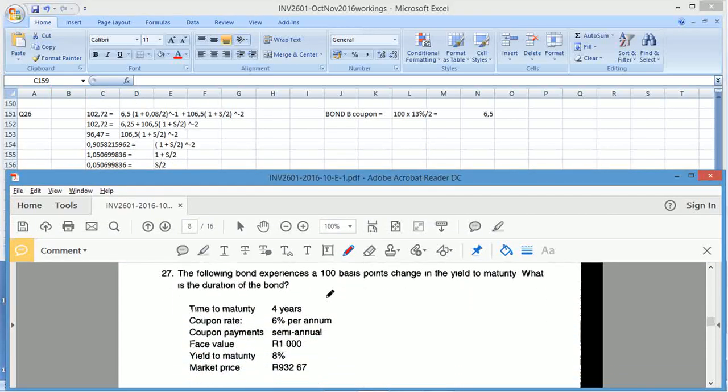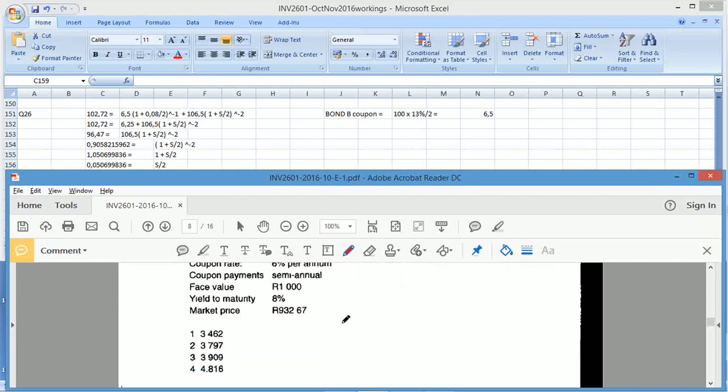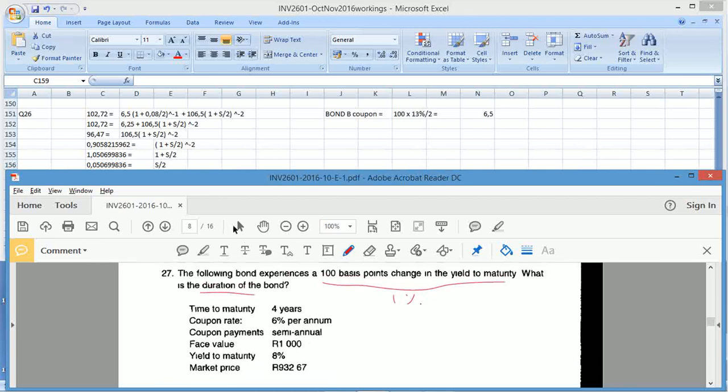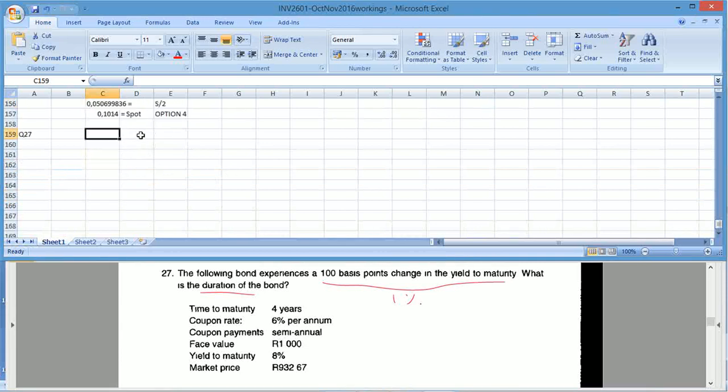Right, question 27. Which of the following bonds experiences a 100 basis point change in the yield to maturity? Okay, so a 100 basis point change is a 1% change in yield. What is the duration of the bond? They want the duration here, so that requires a formula.